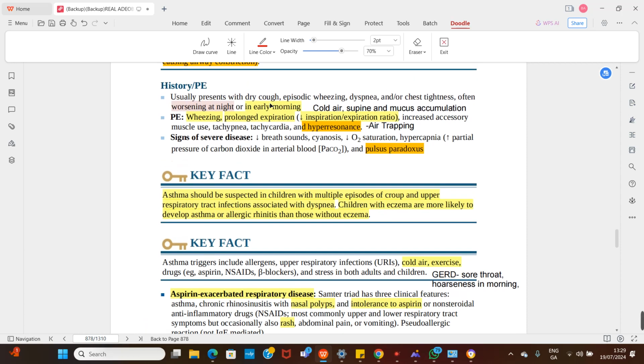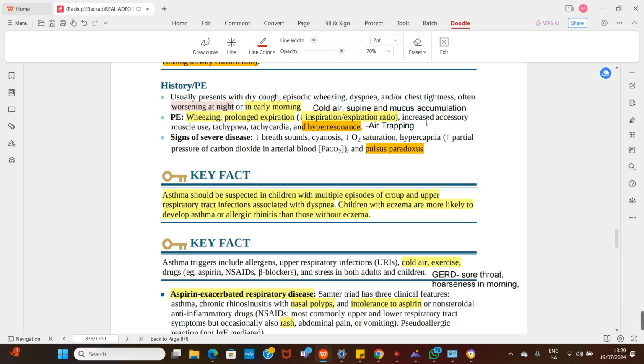So what are your examination findings? You can demonstrate the wheezing. You hear there's going to be a prolonged expiration phase. Of course, they are finding it very difficult to take air out, so they experience prolonged expiration.